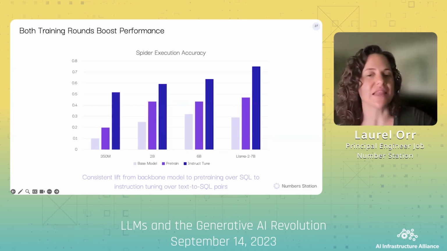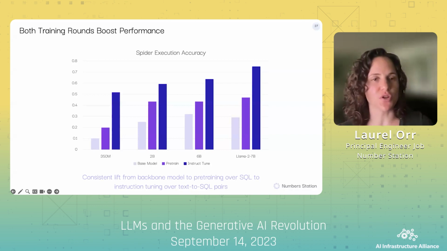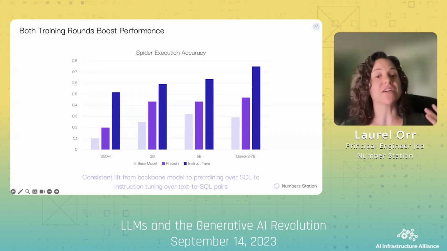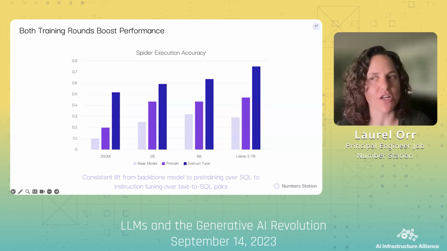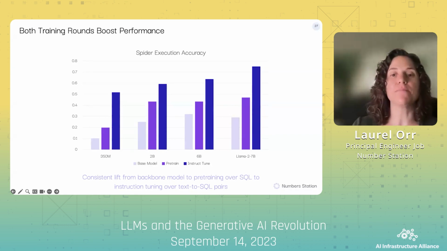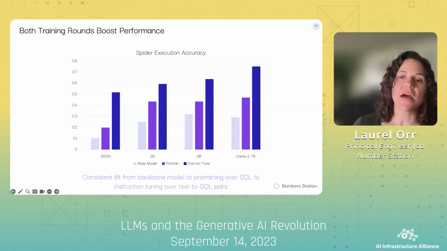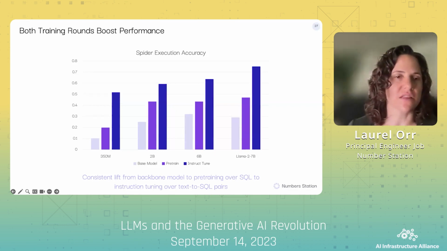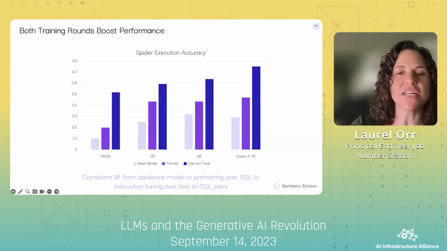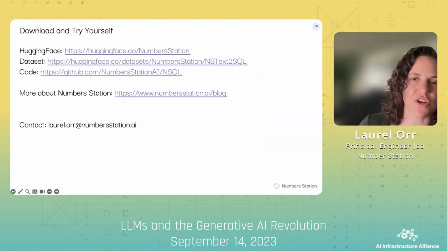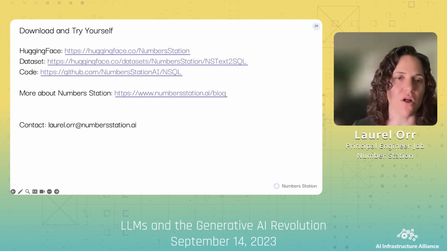And then it was really that last phase of instruction tuning where you see numbers skyrocket, because it's starting to understand how to answer a user question and turn it into SQL. So both of the training phases are very important, and here we're just seeing the lift compared to the base models.